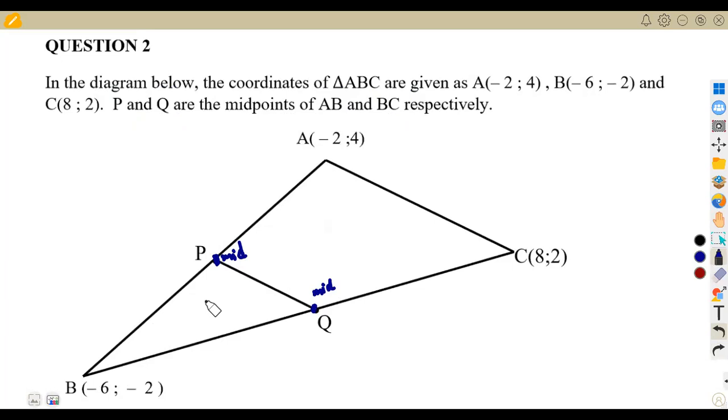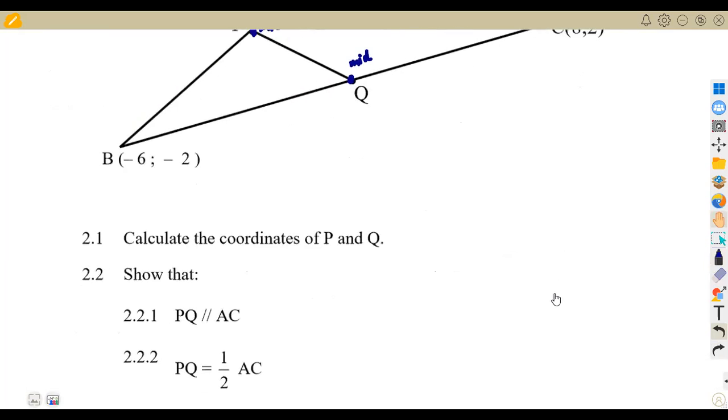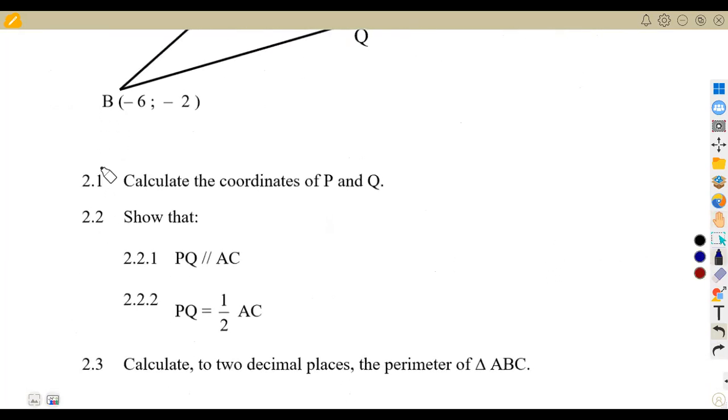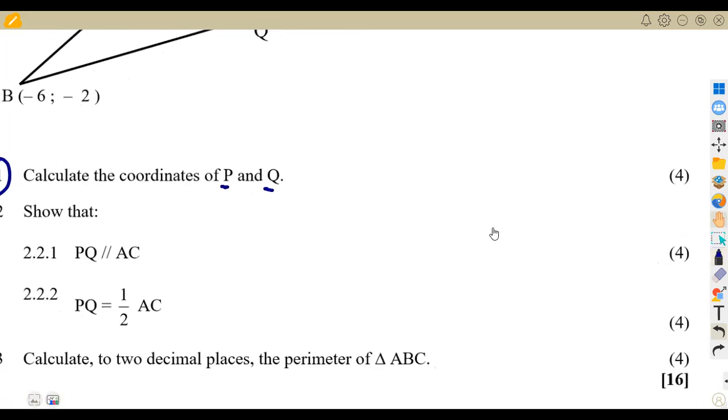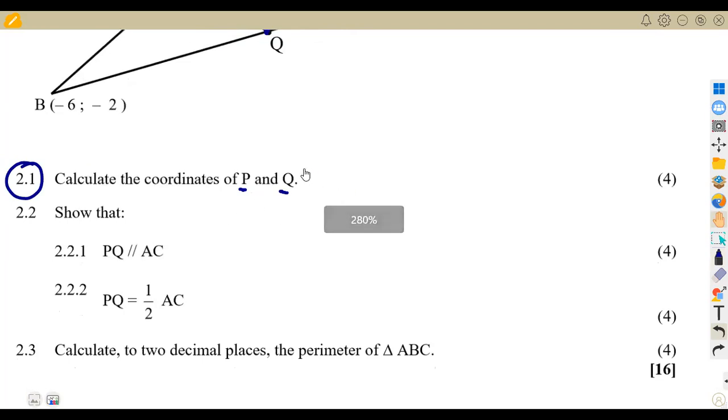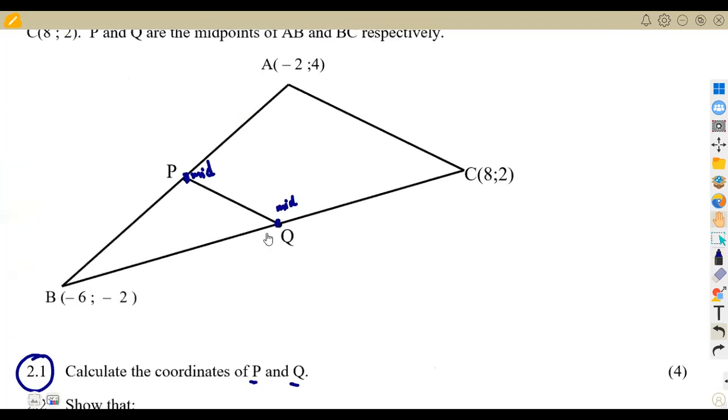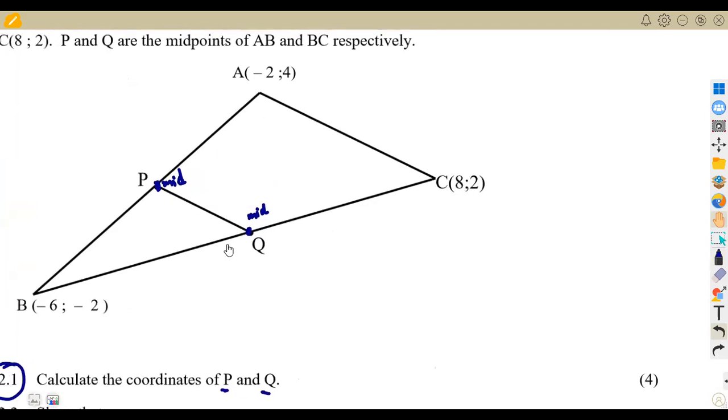All right. So what is it about this question? Okay, let's consider our question. The first part of our question was: calculate the coordinates of P and Q, which are the midpoints, for marks for that. Remember, we are told about these 2 points, P and Q, they represent what? The midpoints. P is a midpoint, Q is also a midpoint. So meaning to say we can just calculate this from the midpoint concept. This is 2.1. So let's start with P.